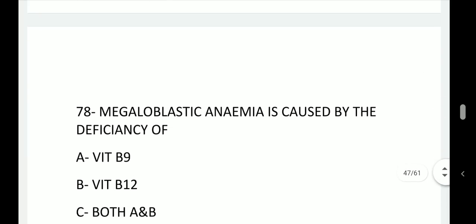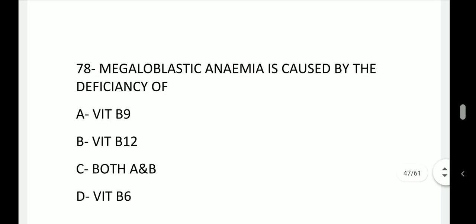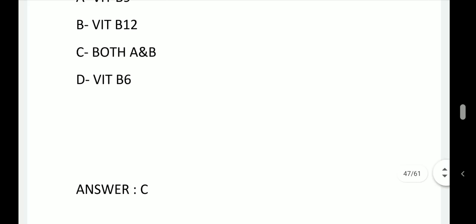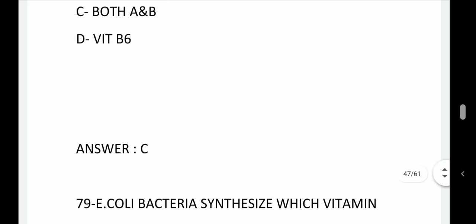Question number 78. Megaloblastic anemia is caused by the deficiency of option A, vitamin B9, option B, vitamin B12, option C, both A and B, option D, vitamin B6. Answer is option C, both A and B.